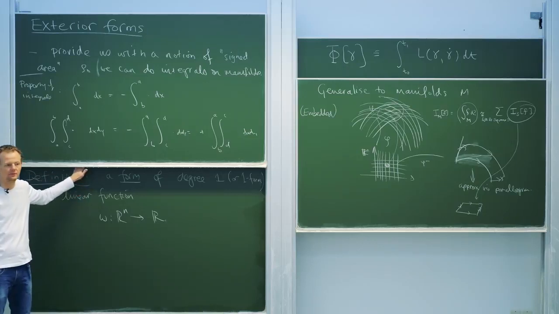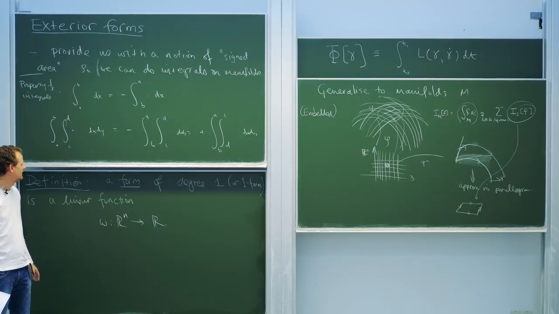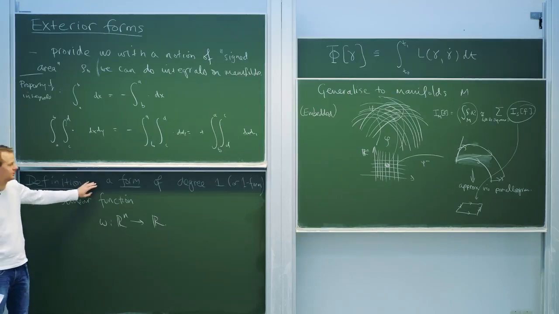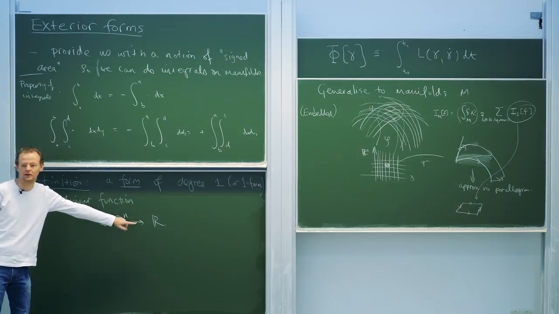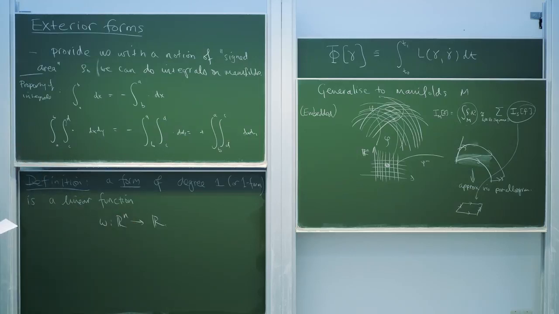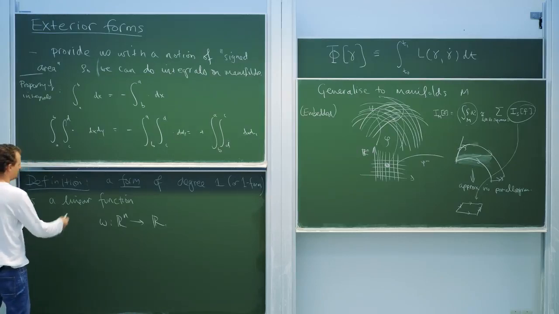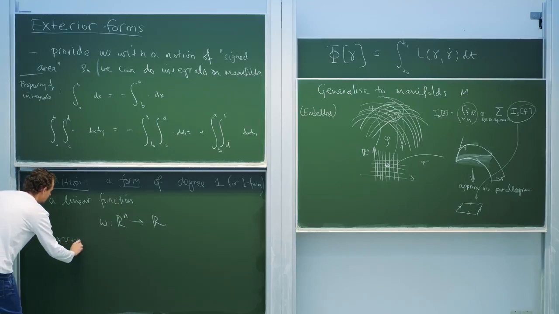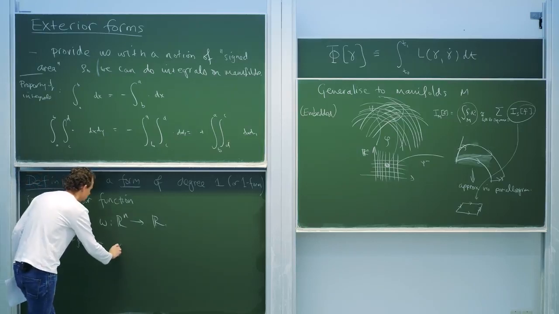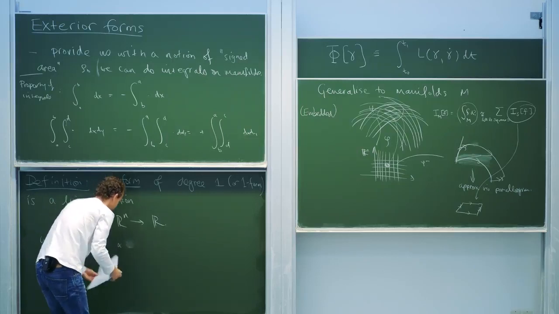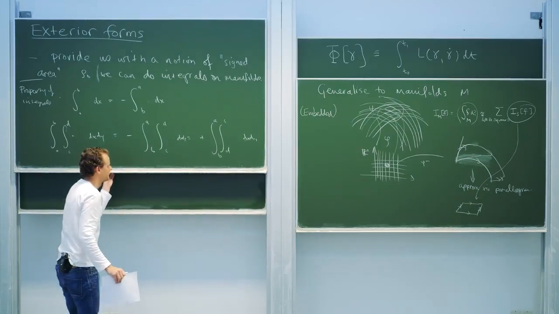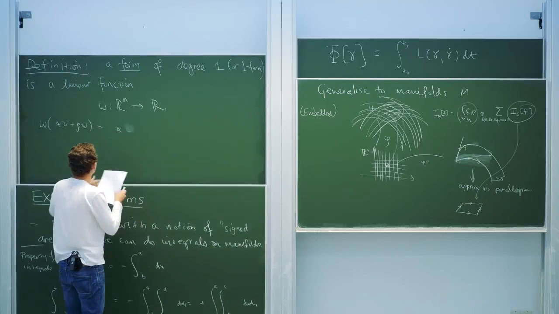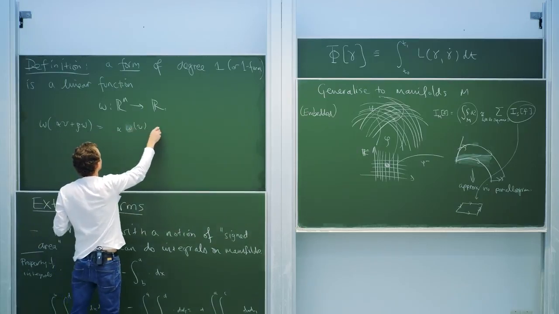Sometimes we have different words for the same thing. And in the context of a linear algebra course, I would never use the word form for such a thing. I'd just say, let omega be a linear function from Rn to R. Because it's a linear function, if you take a linear combination of two vectors, well, it's a linear combination of the form evaluated on these two vectors.